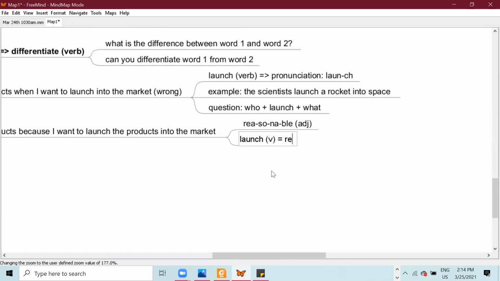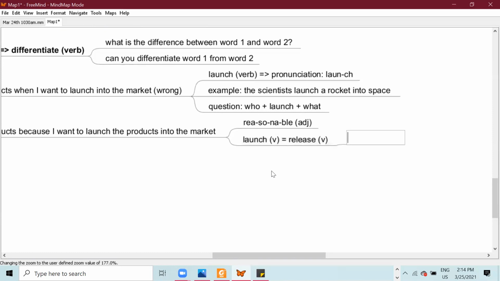The second way, launch, has the same meaning as the word release. Very good. So I can say that this year Samsung phones, Samsung companies are going to launch or release, for example, the Samsung Galaxy Note 21. So we use the words launch and release in the same way, as action verbs in English. And I can also have launch and release as the noun in English.